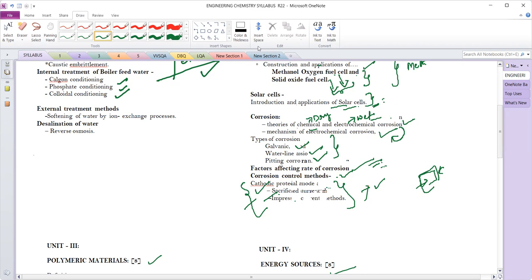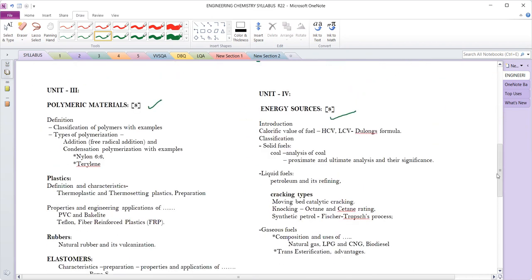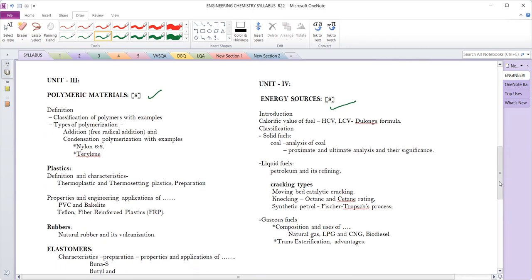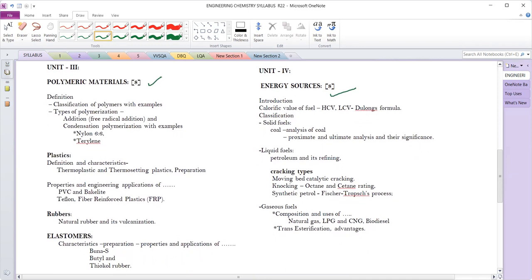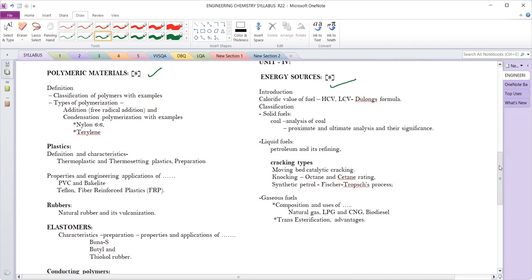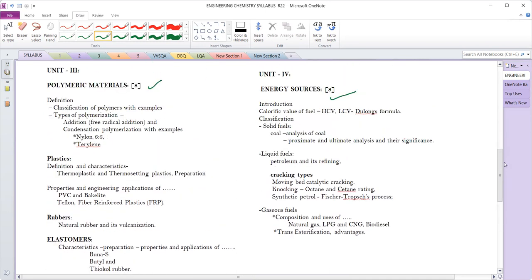Okay. So next, coming to another one. The next topic is polymeric materials. What is our next topic? Polymeric materials. So in the polymeric materials, what are the different topics? Let us see here. The first topic is definitions. Definitions and terminology related to polymers will also be there. Clear?